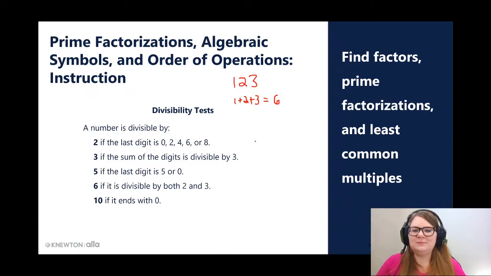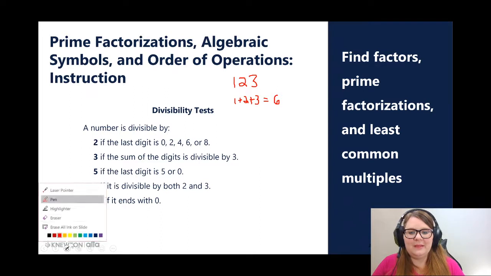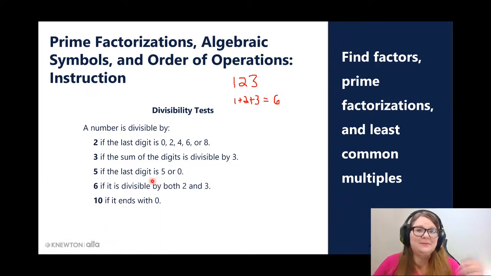So there you go. All right, next up is a divisibility rule for 5. If the last digit is 5 or 0, then it's going to be a multiple of 5. Okay, so 25 ends in a 5. It's a multiple of 5. 1040 ends in a 0. So it's also a multiple of 5.